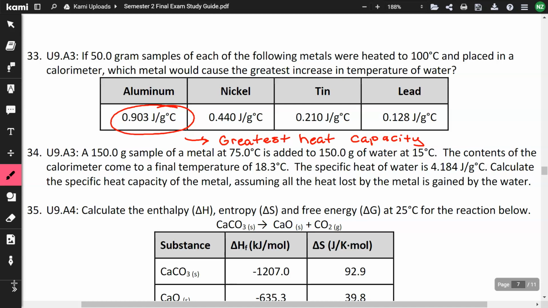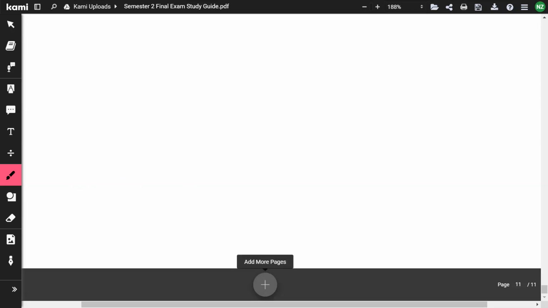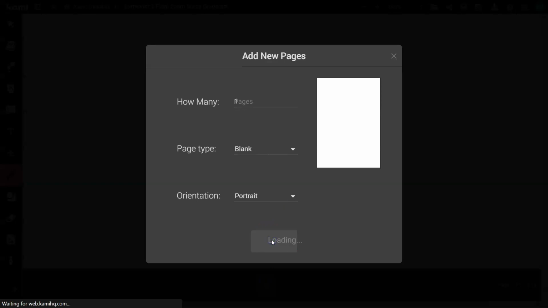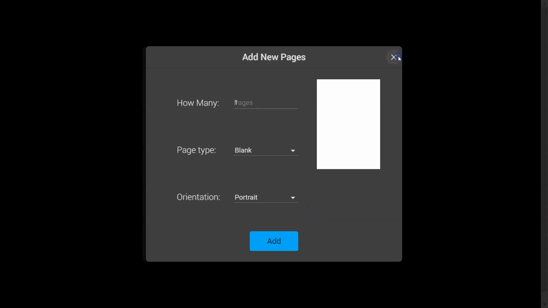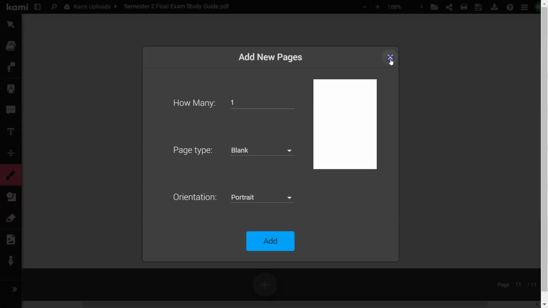These also require a lot of space, so what I'm going to do is just make a new page here. Maybe. There we go. Now it's trying to add like 80 pages because I clicked it too many times.